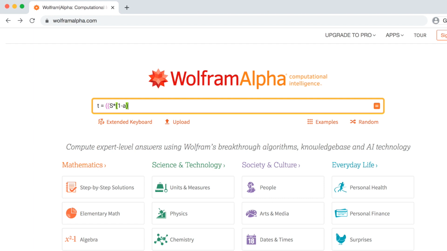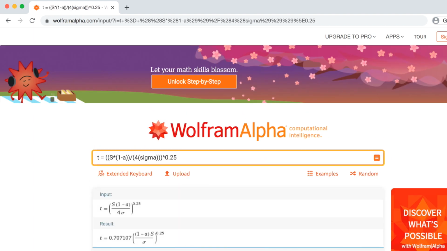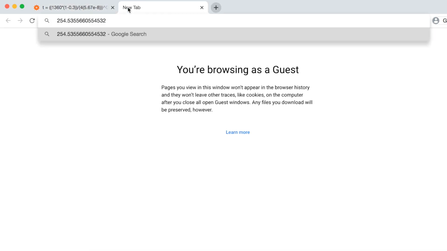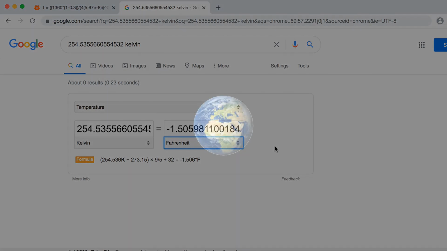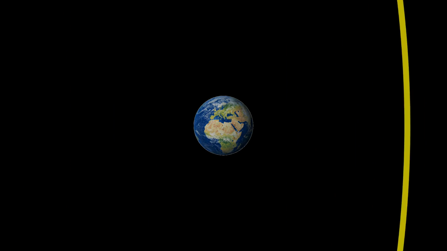To see if our model works, we can try plugging in 0.3 for albedo and 1360 for S, and we get an average surface temperature of 255 Kelvin, or about negative 18 degrees Celsius. That's roughly negative 1 degrees Fahrenheit. Okay, so our model's off a bit. What did we fail to account for? The answer lies in the greenhouse effect.